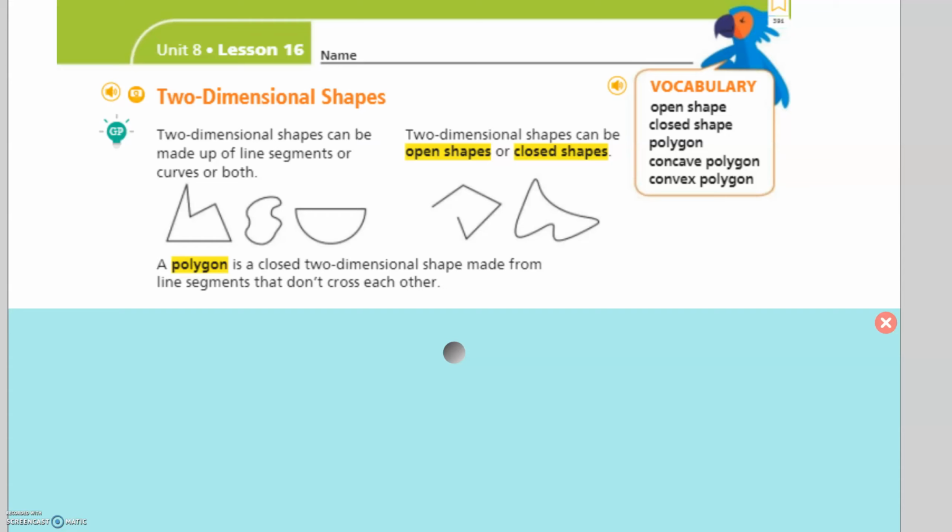I'm on page 391 in our textbook. If you don't have your textbook, that's perfectly okay. You can just follow along with me. This lesson is on two-dimensional shapes.